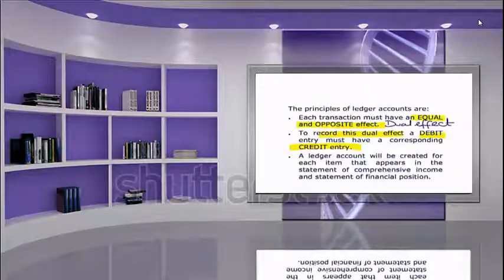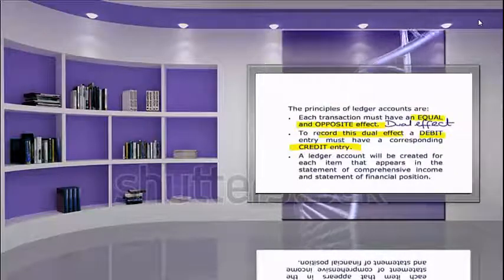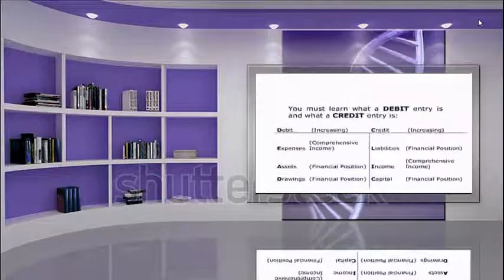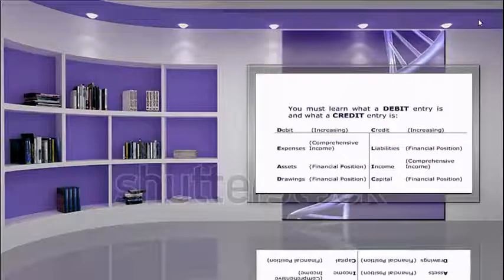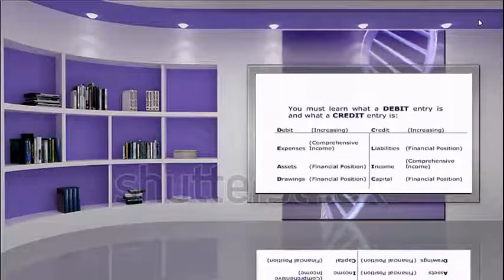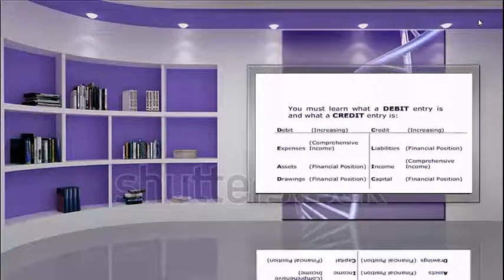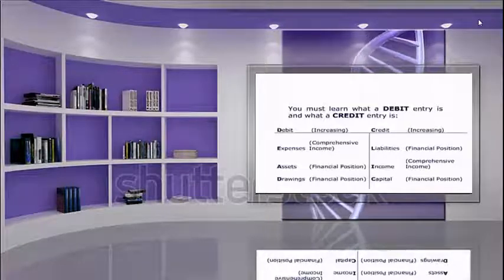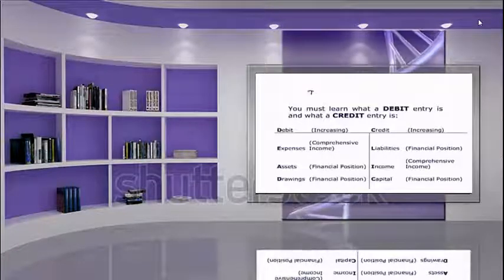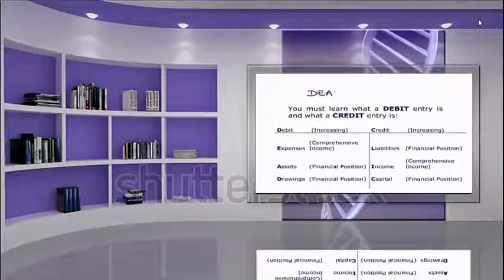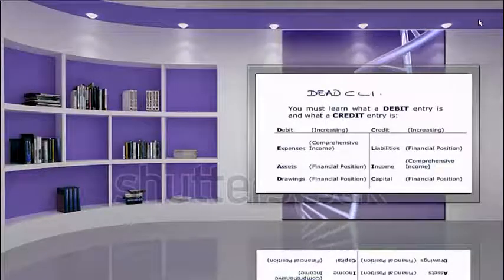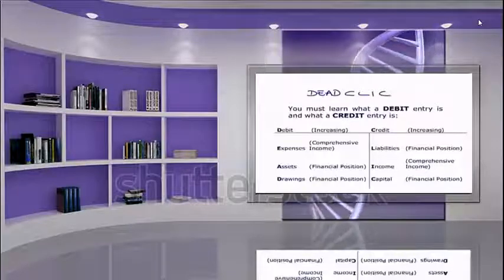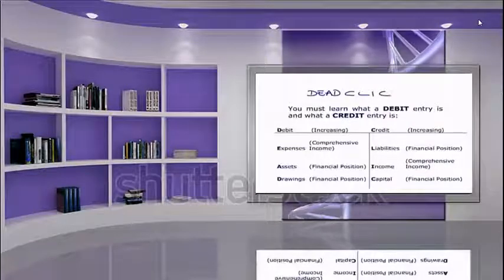So let's have a look at how we would learn what is a debit and what is a credit. And in order to be able to do that, I have a little mnemonic. I use the term DEADCLIC. D-E-A-D-C-L-I-C. Dead click.